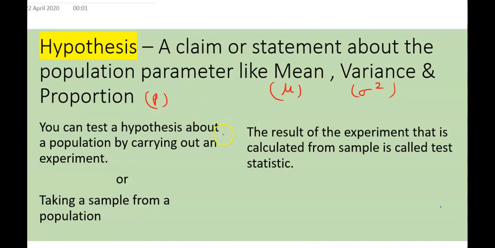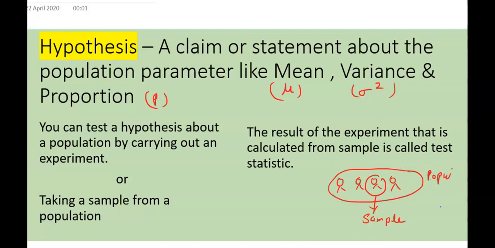So what does population mean here? Suppose in a class there are four students: student 1, student 2, student 3 and student 4. Out of the 4, I have randomly selected one student. This selected student will be a sample, and the whole class is the population.